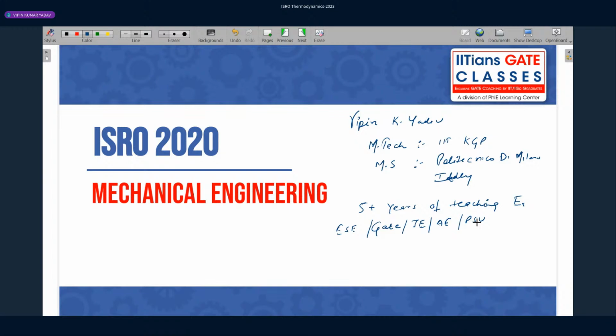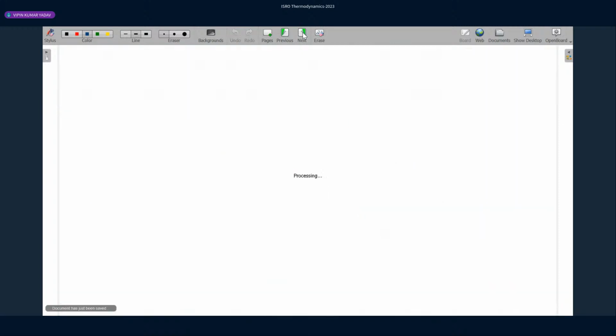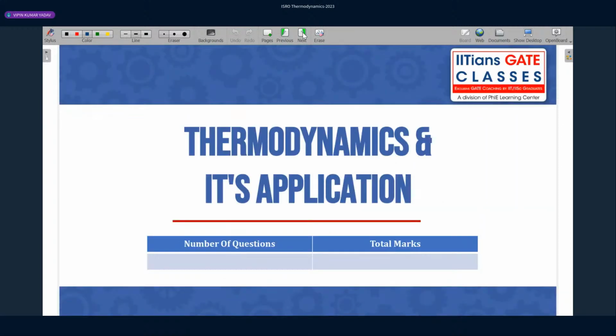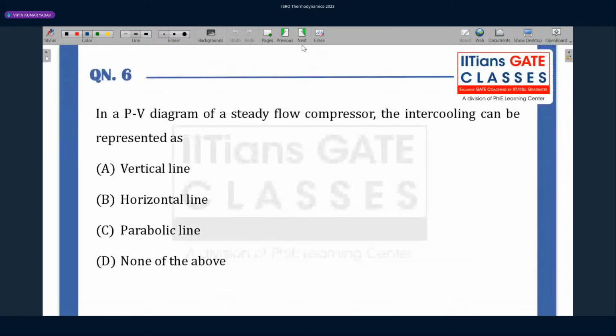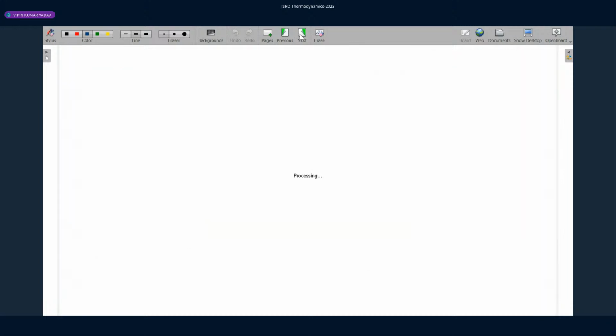So let us start today's session with the very first question from the year 2020 in ISRO. We will be covering around 12, 13 questions in this session. This is the first question for you. In the PV diagram, pressure volume diagram of a steady flow compressor, the intercooling can be represented as... I hope that you have seen the diagram.